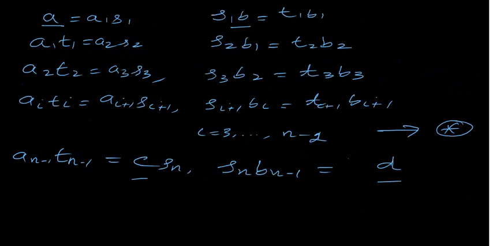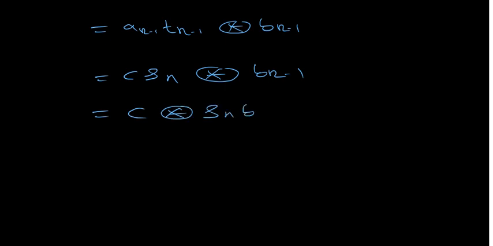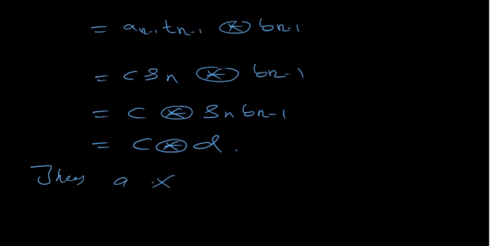Look at this, A_{n-1} T_{n-1} is C s_n, so it is C s_n, which is equal to C tensor s_n B_{n-1}, and that is equal to C tensor s_n B_{n-1}, which is equal to C tensor D from these set of equations. So thus, A tensor B is the same as C tensor D. So that proves one part of this lemma.